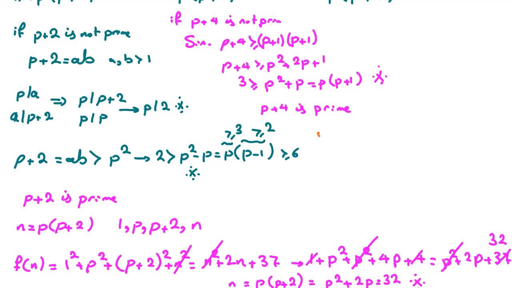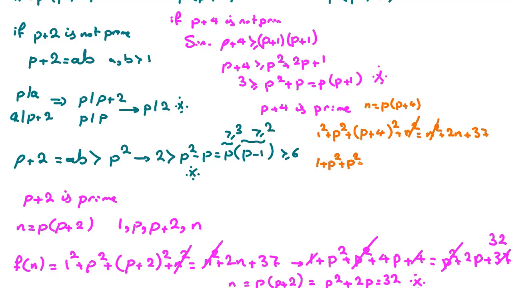Okay, so 1 squared plus p squared plus p plus 4 squared. N is what? N is p times p plus 4, and both of them are primes. P plus 4 squared is f of n plus n squared. G of n is what? N squared plus 2n plus 37. So if we cancel this and this, it will be 1 plus p squared plus 8p plus 16 equals 2 times n, 2p squared plus 8p plus 37. So 2p squared, 8p, 17 equals 37, which is contradiction.